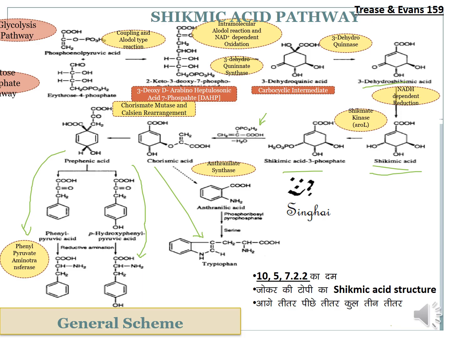The formation of shikimic acid, there is a shikimic compound. There is also a shikimate compound. It means in front a titar, behind a titar, in total three titar. This is the shikimic acid pathway. Okay, some of the enzymes are.